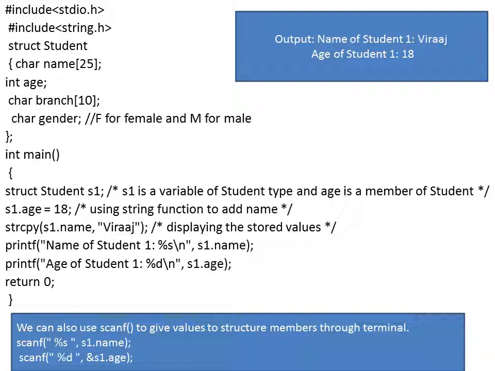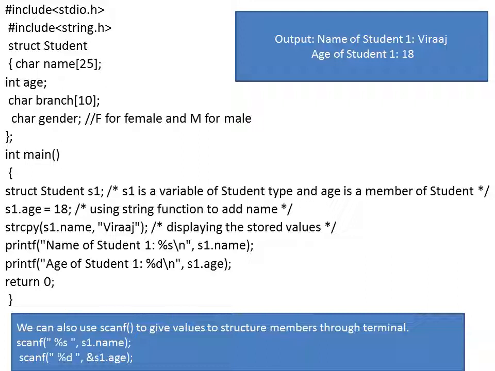You can see that if you write s1 = 18, then s1 will get confused whether 18 will go to name, age, branch or gender. So we should assign using the dot operator to the member to which we want to assign that particular value. Now we want to use strcpy, to assign some name to the name member of that variable. So s1.name = "Viraj" means we are assigning the Viraj string to s1.name. Then we are simply printing that name and age.